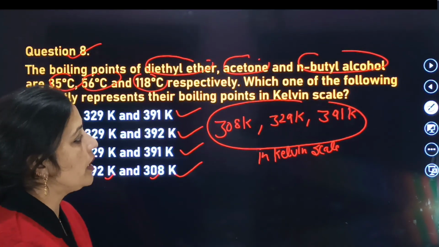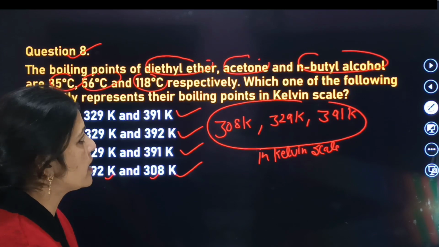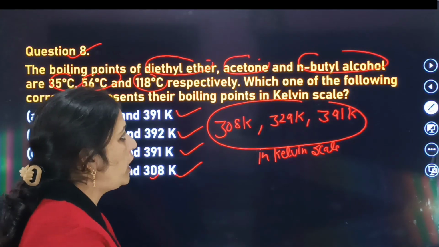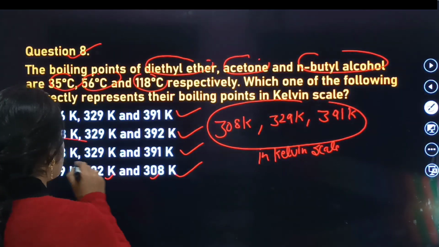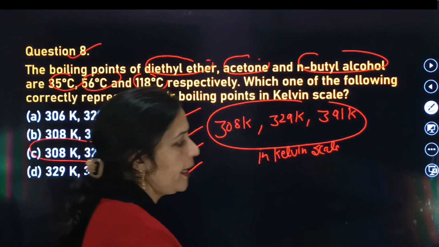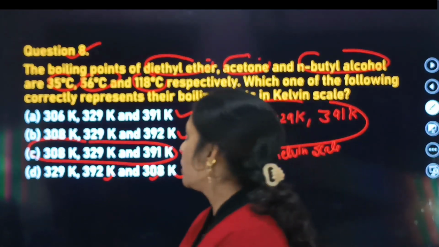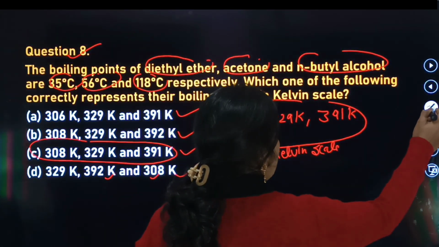329 Kelvin and 391 Kelvin. This is the correct sequence of the boiling points in the Kelvin scale. So here this is the right answer for the question number 8. Now shift to the question number 9.